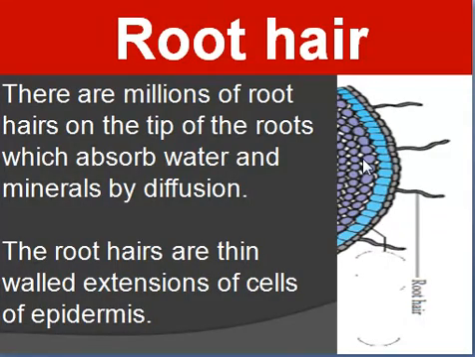This diagram shows a part of the internal structure of the root. The outermost part is the epidermis. Already we have learned in lesson 12, from the epidermis, root hairs arise. Root hairs are thin outgrowths of the epidermis. There are millions of root hairs on the tip of the roots, which absorb water and minerals by diffusion. The root hairs are thin-walled extensions of the epidermis.